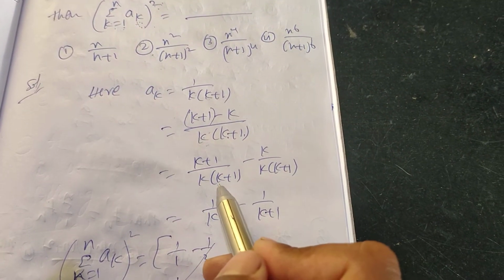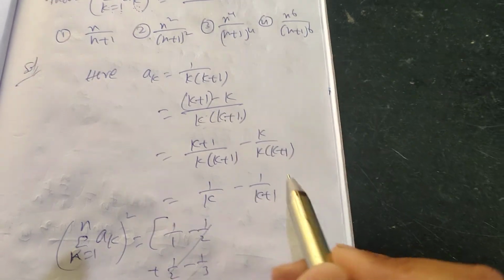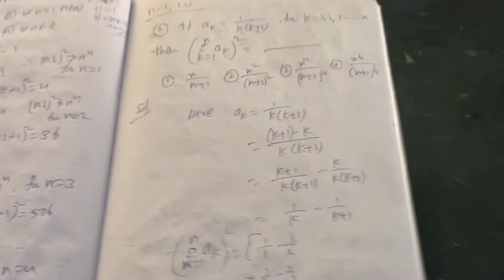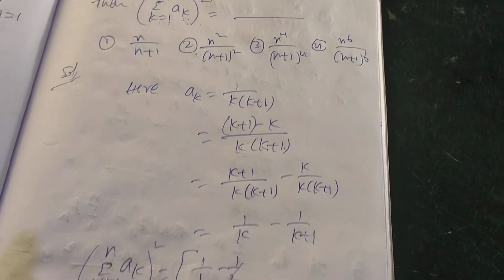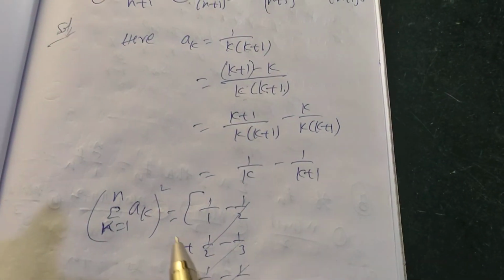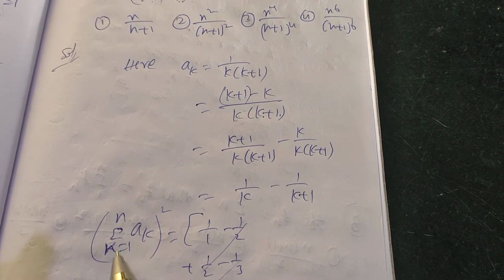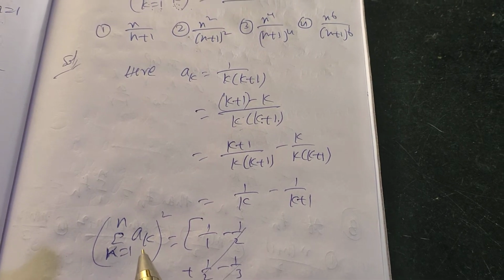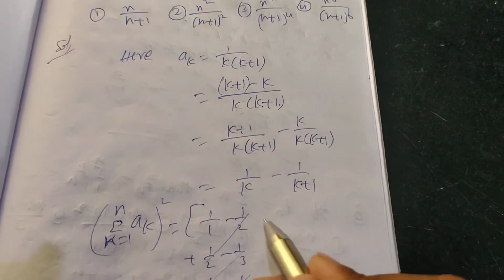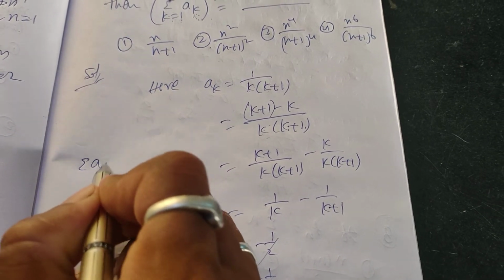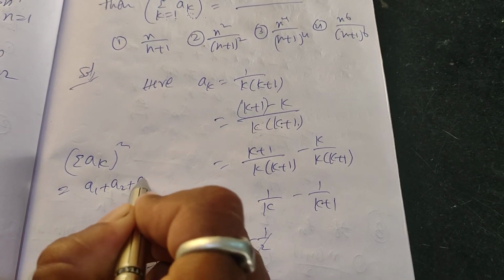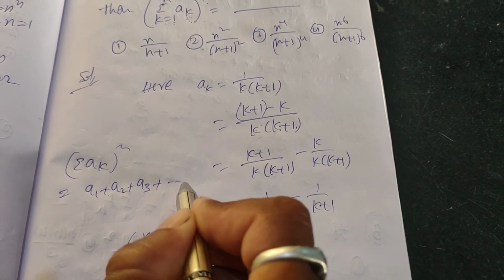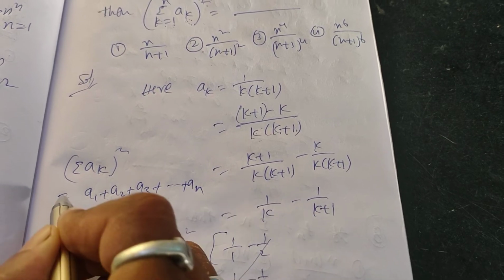So here k plus 1 cancels, 1 by k minus k cancels, leaving 1 by k plus 1. So this is ak. Now what do you want? You want sigma k is equal to 1 to n of ak whole square. Sigma means summation. Ak I didn't write here, so I am expanding it here: sigma ak whole square is equal to a1 plus a2 plus a3 plus and so on plus an, whole square.